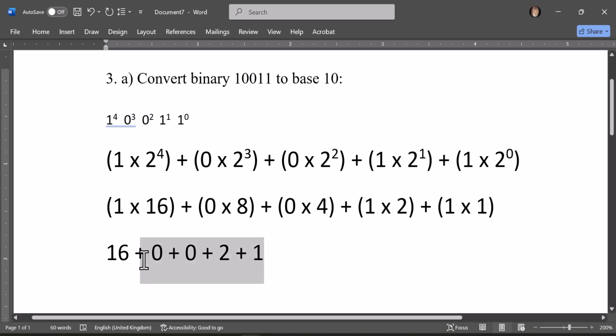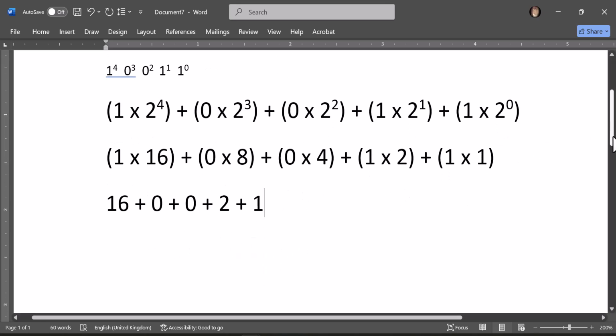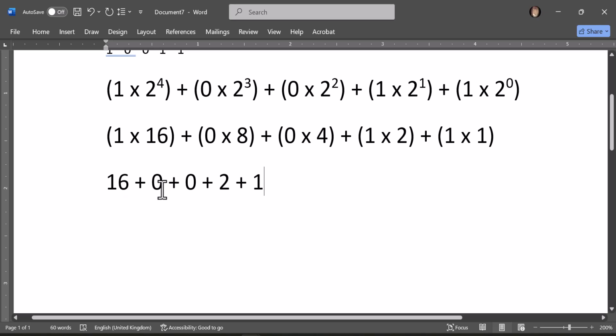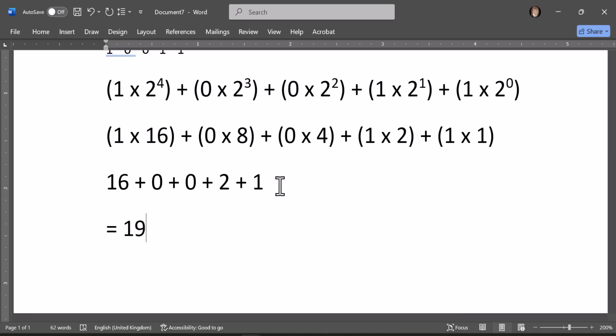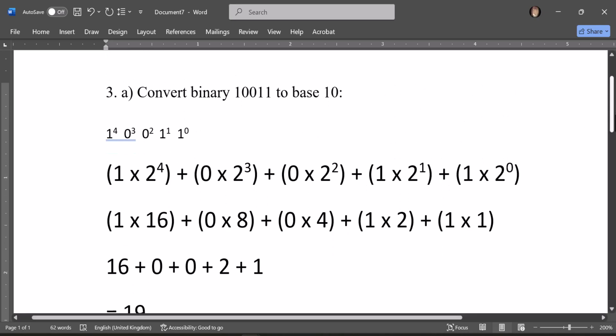So up to this point, we are almost done with everything. All we have to do is to what? Add them. 16 plus 0 is 16. And 16 plus 0 is 16. 16 plus 2 will give you what? 18. And 18 plus 1 will give you 19. Sorry for that. The answer is what? 19. So when we say conversion, this is all about the conversion that you've been hearing in the classroom that you don't understand.